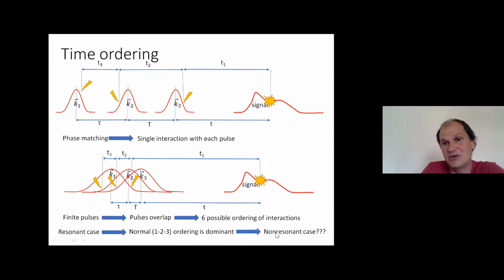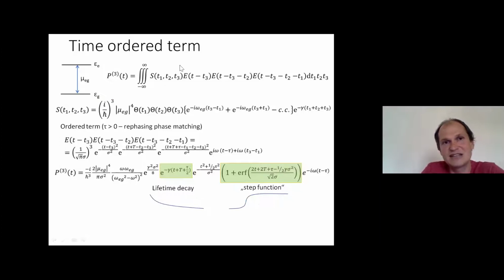So how is it in the non-resonant case? Let's take just the third order term, just the normal ordering, which is just this product of three Gaussians. The first interaction is with the first pulse, the second with the second, and so on. We put it here, and we get this formula. Just don't be scared. All we want to see is the behavior in the population time. Here, the rise of the signal is a kind of step function, a little bit washed out due to the finite width of the pulses. And here, this is the lifetime decay of the signal.